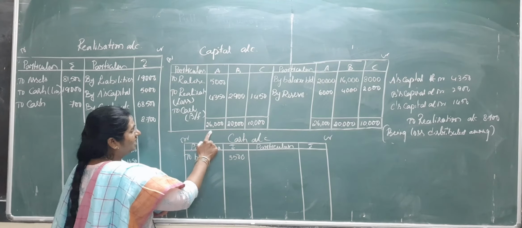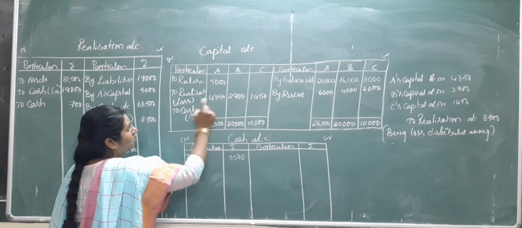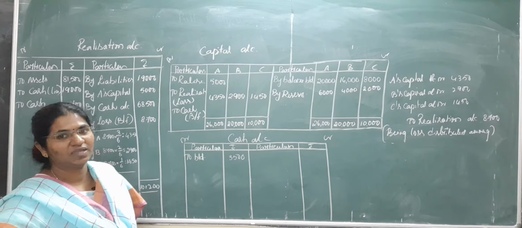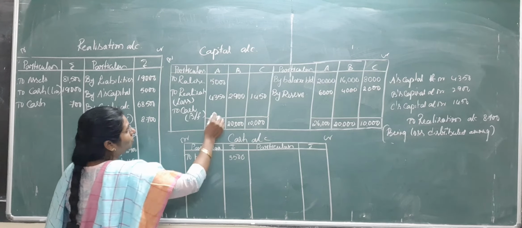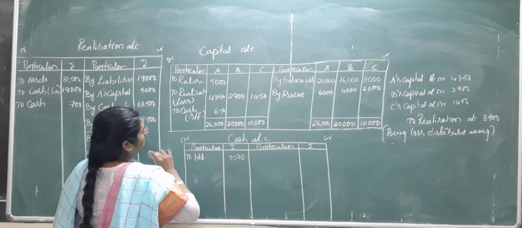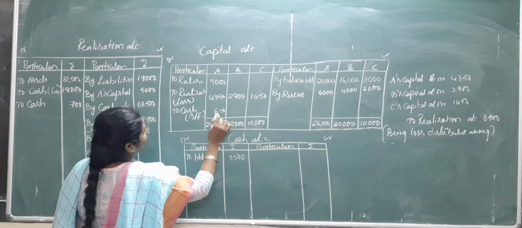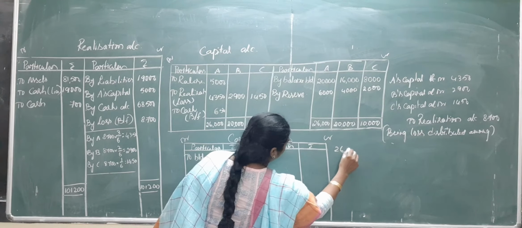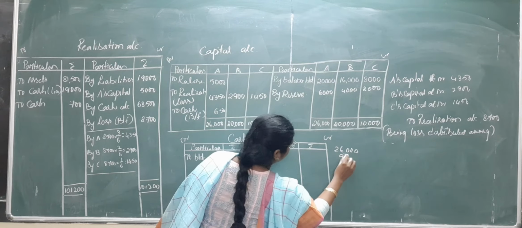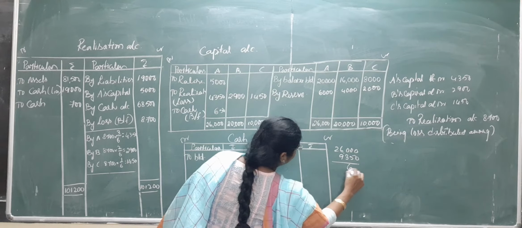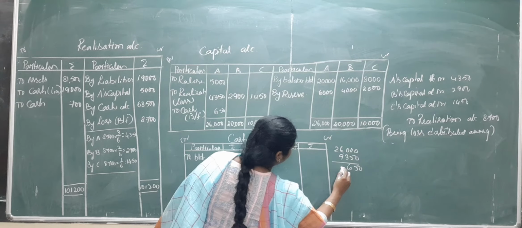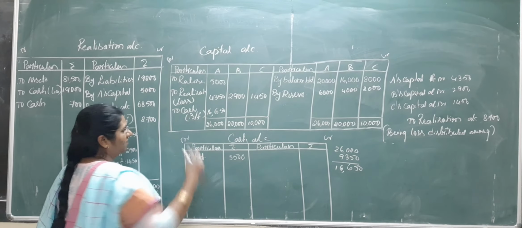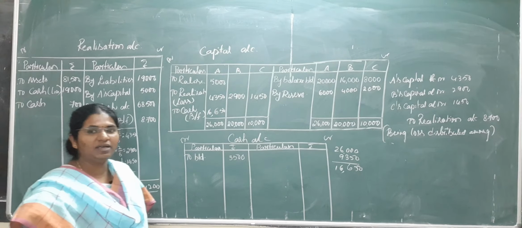Okay, so 26,000 is here and here only the balance is 9,350. So let us check: 26,000 minus 9,350, the balance will be 16,650. That has to be paid by A.